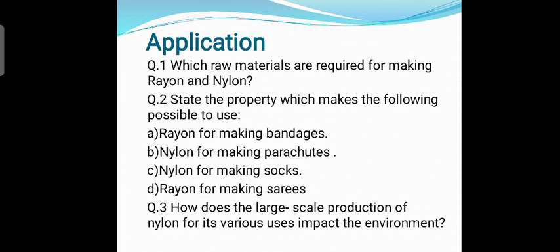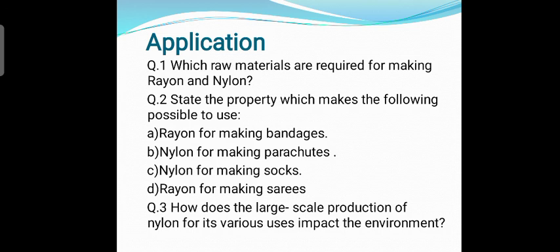State the property which makes the following possible to use. Rayon for making bandages. As the rayon fiber is soft and comfortable and it drapes well, therefore it is used for making bandages. Nylon for making parachutes, as it is a very strong fiber, so it is used for making parachutes. Nylon for making socks, so due to the elasticity it is used for making socks.